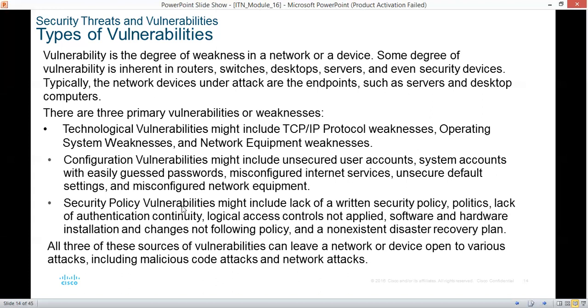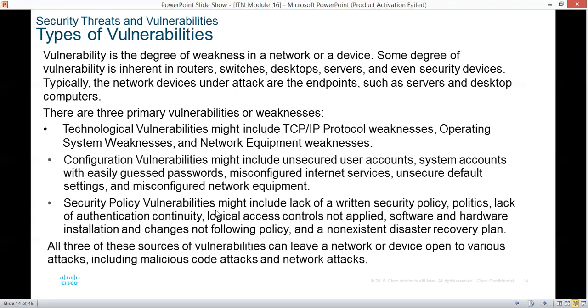And lastly, security policy vulnerabilities might include lack of a written security policy, lack of authentication, continuity, and logical access control not being applied. So you must apply certain security policies, and lack of them will also create vulnerabilities.